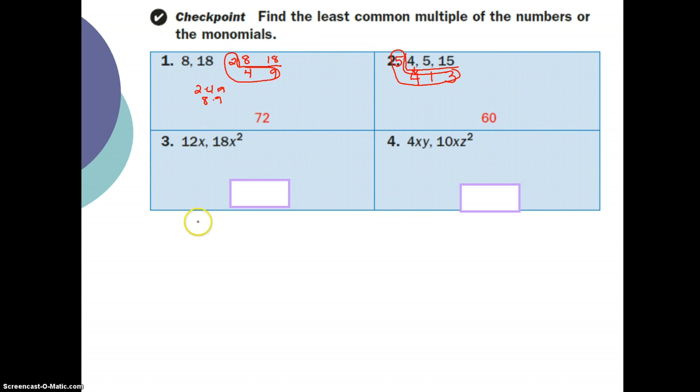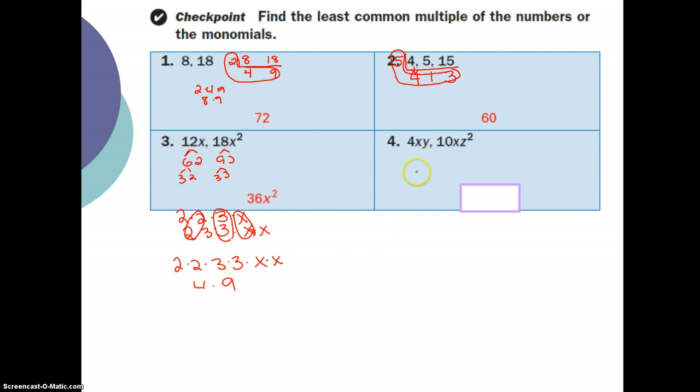For number 3, I'll show you using the factor trees. This is 6 and 2, 3 and 2. So you have 2 times 2 times 3 times x. And this is 9 and 2, which is 3 and 3. So you have a 2, a 3, and a 3, and 2 x's. Again, the x's are in common, a 3 is in common, and a 2. So you have 2 2's, 2 3's, and 2 x's. So you actually have 36x squared.